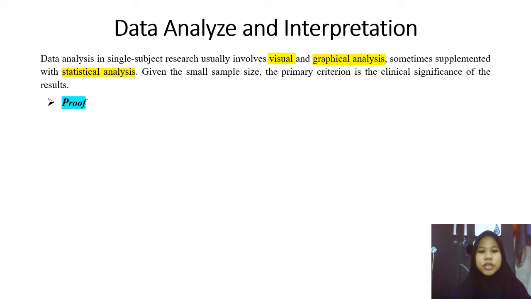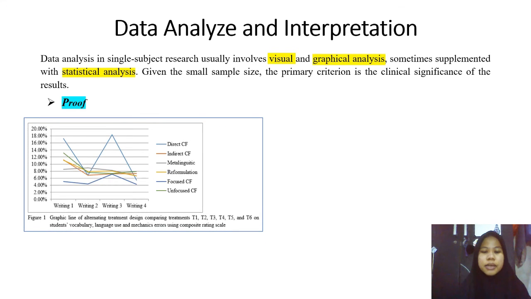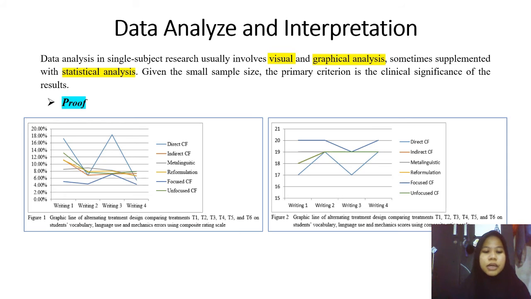When the researcher is using single subject experimental research, the data analysis would be like this. As we can see from the thesis, the researchers involved graphical analysis and the participant was exposed to treatment and non-treatment condition.